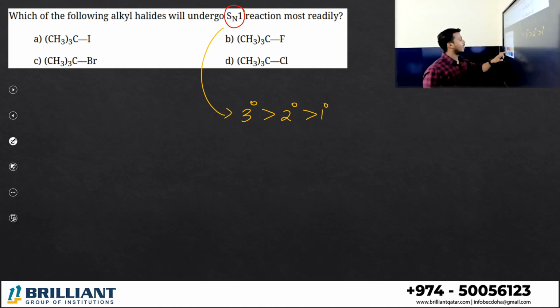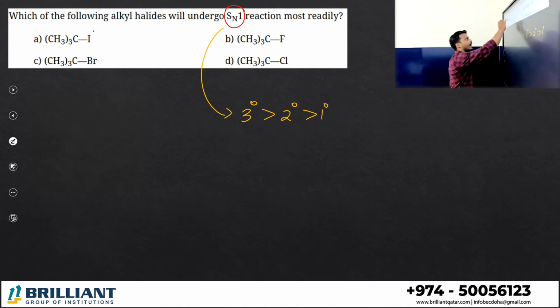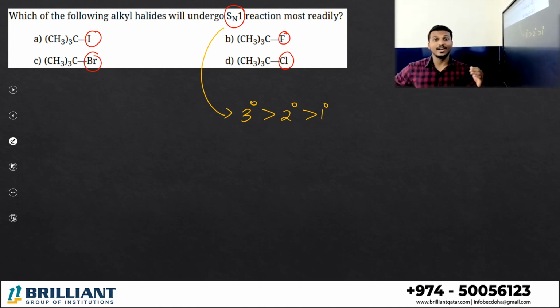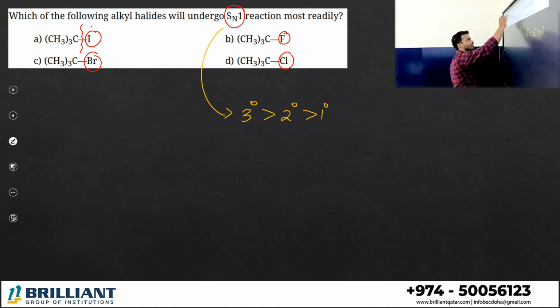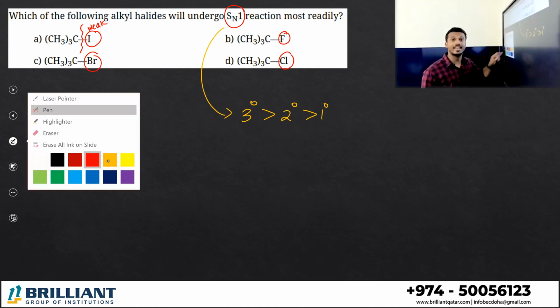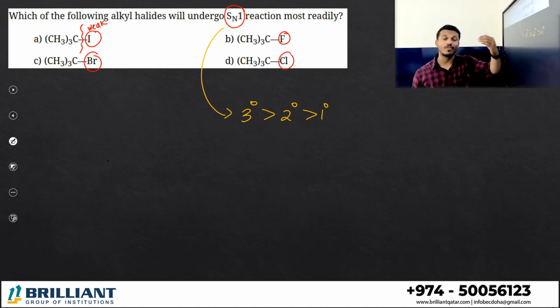Okay. Dear student, this is bonded with the iodine, this is with the bromine, this is with the fluorine, this is with the chlorine. We discussed that iodine, being bigger in size, makes this bond very weak. So it will give the carbocation immediately. What is the first step in the SN1 mechanism? Elimination of halogen and formation of carbocation.